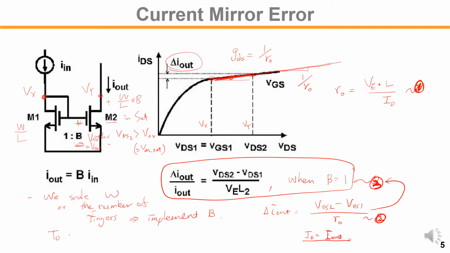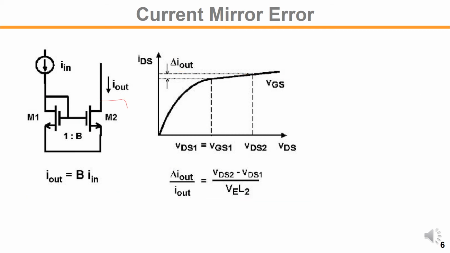To reduce the current error, delta I out, RO must be increased, okay? So again, we have RO, and the slope of this curve is 1 over RO. So RO, we have written as VE times L over ID, right?